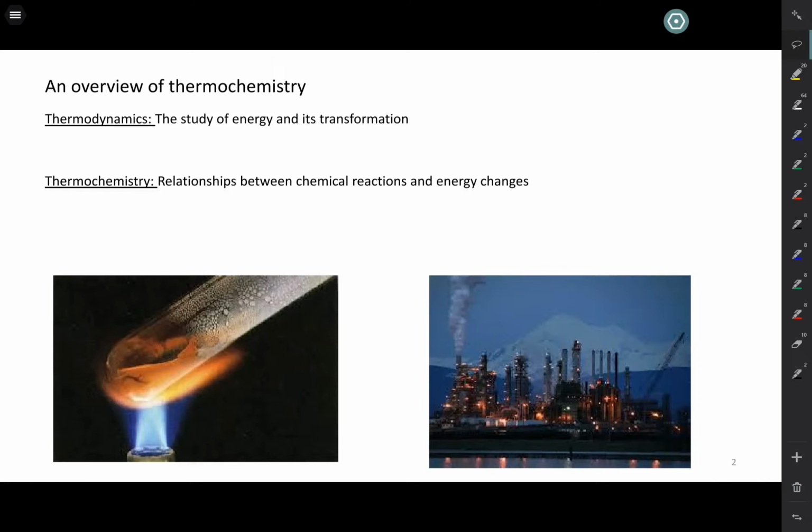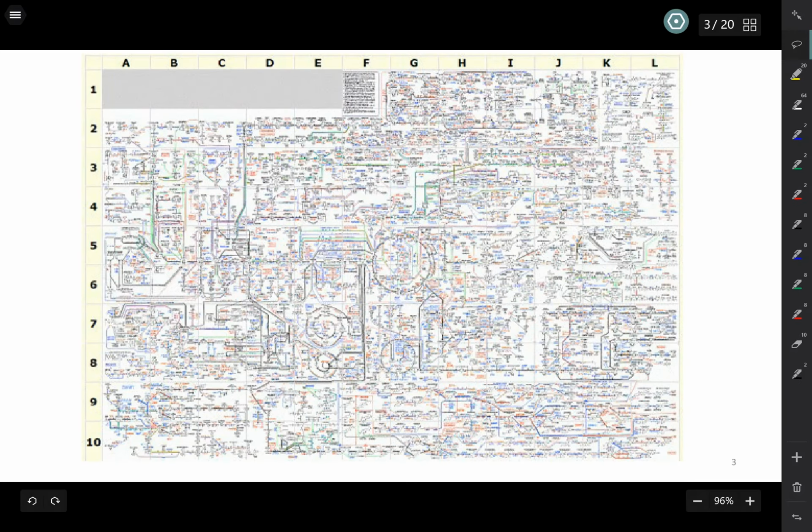Thermodynamics is the study of energy and its transformations. Thermochemistry is looking at the relationships between chemical reactions and energy changes. So this is important in all sorts of everyday processes, including industrial applications, energy production and storage, chemical reactions, including all the chemical reactions that happen in our body on a regular basis.